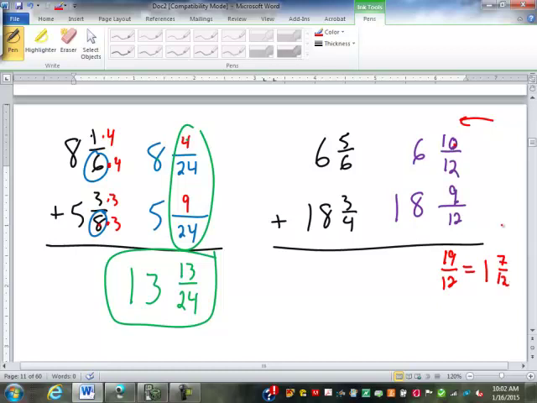So just like with whole numbers, we'll leave part of it. We're going to leave the fraction, the 7/12, and we're going to carry the 1. 1 and 6 makes 7, plus 8 is 15, so 5, carry the 1. 1 and 1 makes 2. So 25 and 7/12. Any questions?